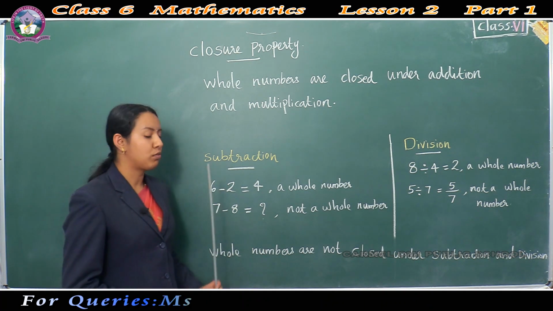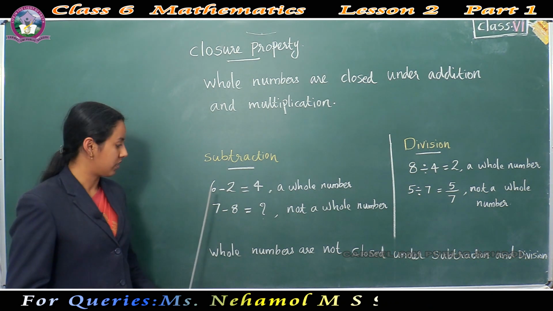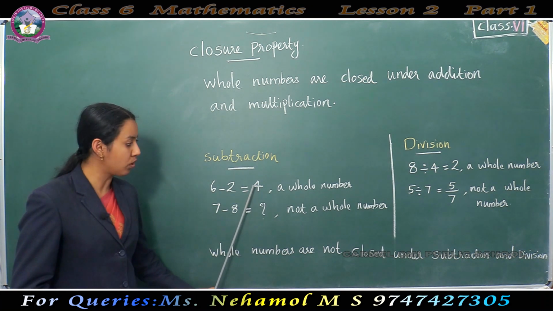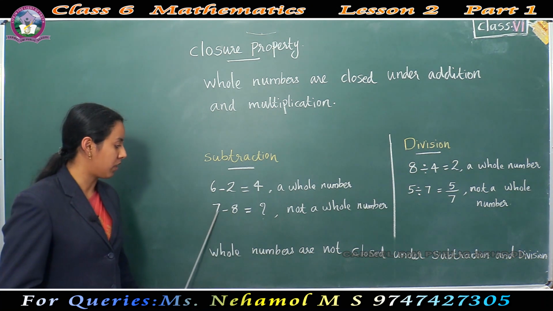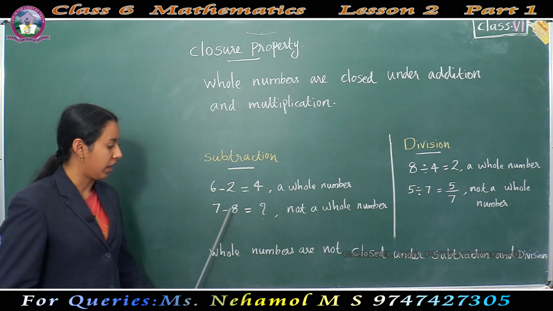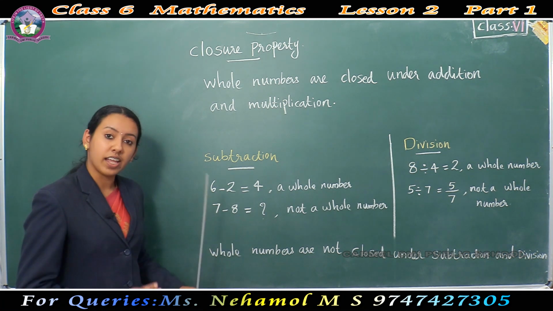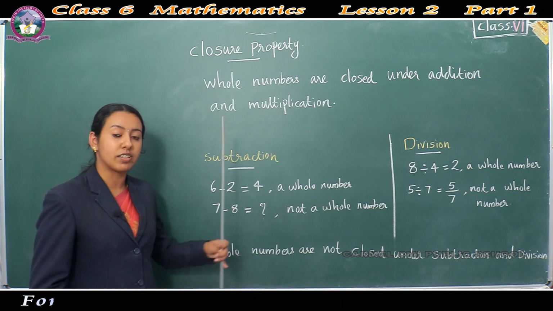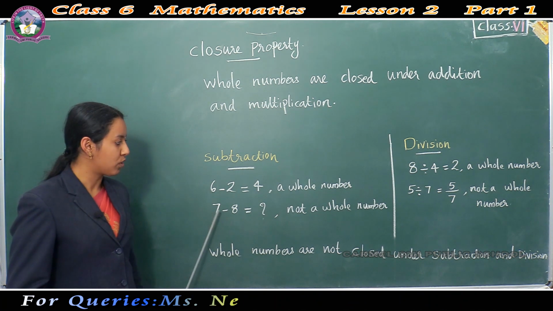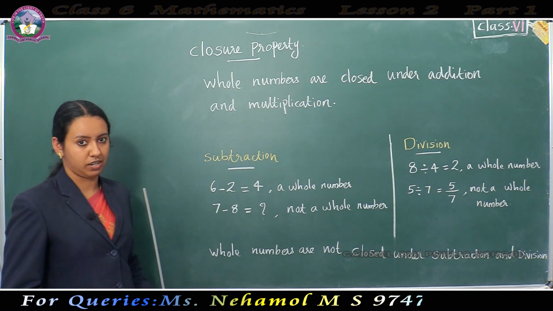Let us verify it. For subtraction, consider the numbers 6 minus 2 equal to 4. 6 is a whole number, 2 is a whole number. The answer 4 is also a whole number. But what about this one? 7 minus 8. 7 is a whole number, 8 is a whole number, then what is the answer? The answer will be a negative number. About negative numbers you will study in higher classes. 7 minus 8 is not a whole number. So, whole numbers are not closed under subtraction.